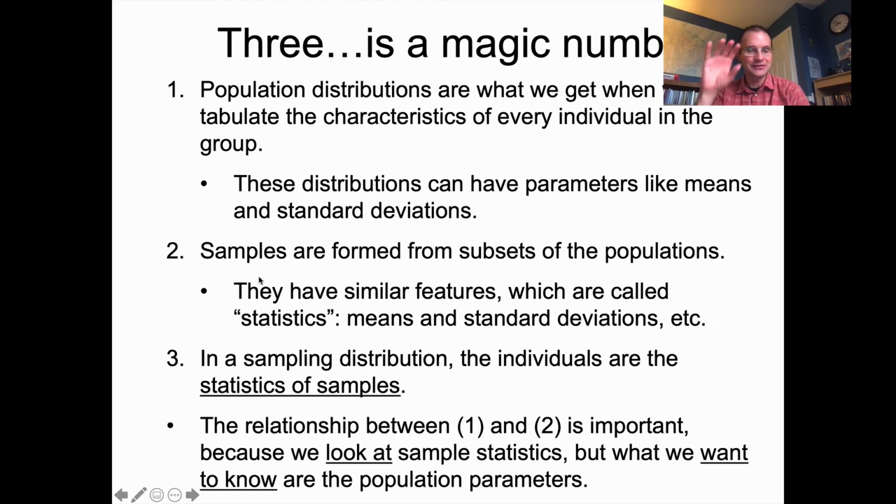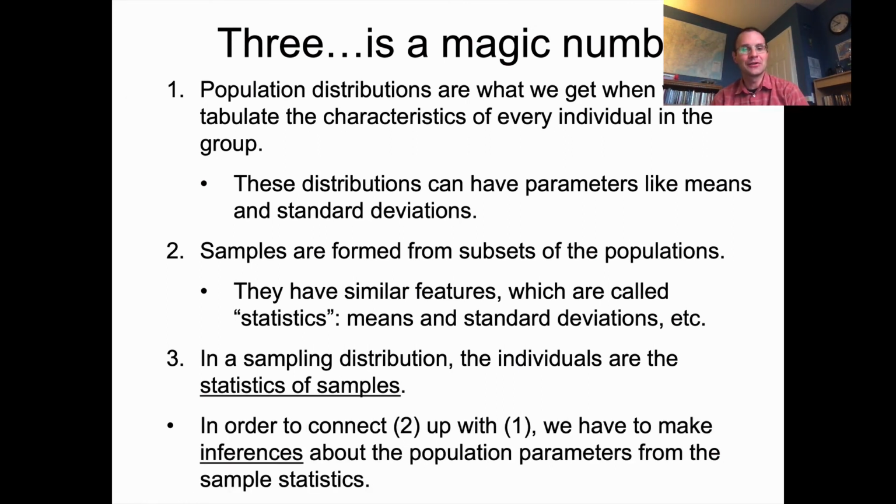And the relationship between 1 and 2 is important, because we're just able to look at this. This is the phonetics, the surface, the observational side. And then number 1 is what we actually care about. It's the underlying or inferred element in this equation. But it's what we really want to know about. It's sort of like the phonology side of what's going on. And in order to make that connection, we make inferences about the population from the sample statistics.